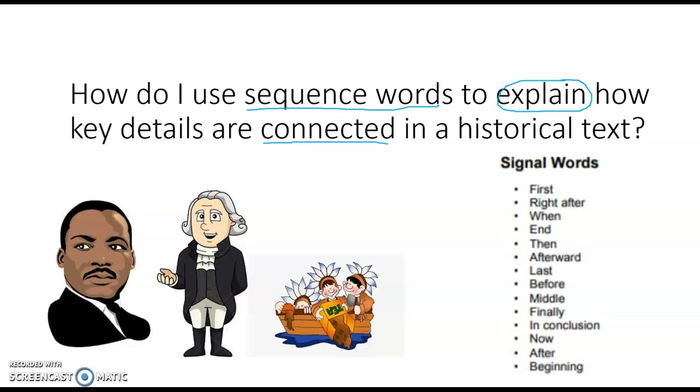You're going to be using sequence words. So these are just some sequence words. First, right after, when, end, then, afterward, last, before, middle, finally, in conclusion, now, after, beginning. We also talked about how we could use dates, days, we could use times. So signal words for sequence are words that tell when something happened.